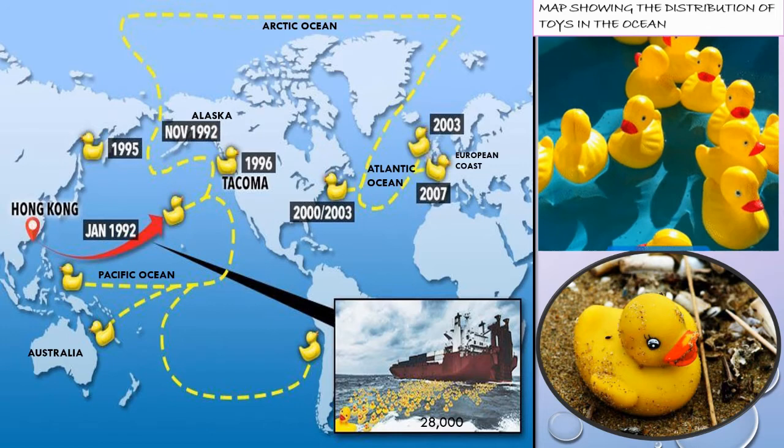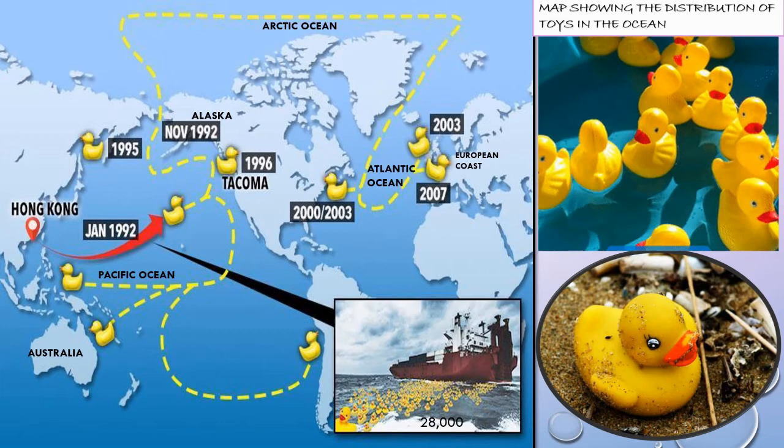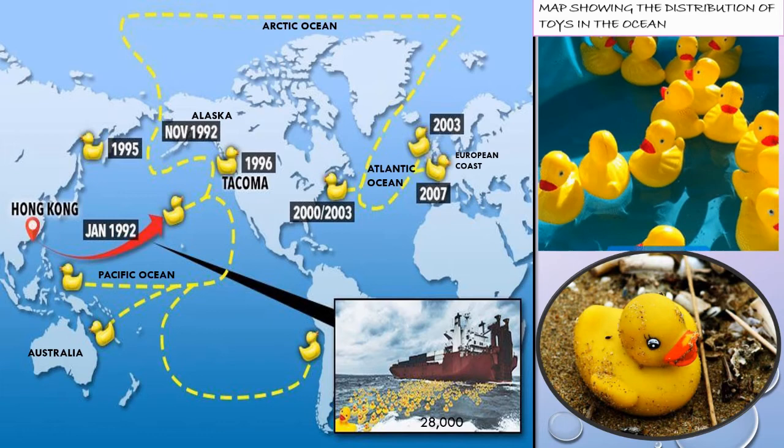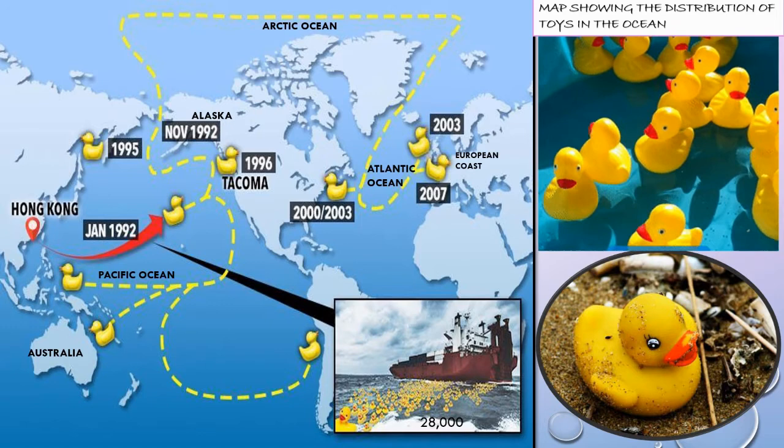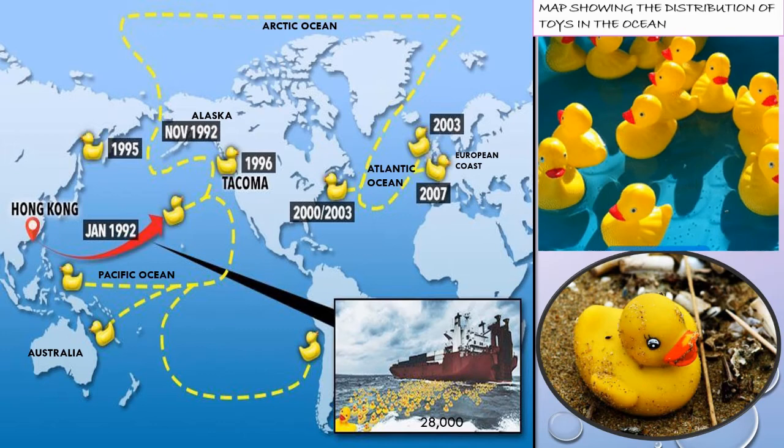Now, students, why did the toys travel in this way? So these toys traveled this way because they were swept by currents, and due to the differences in the temperatures, salinity and speed of the planetary wind, the toys were transferred from one place to another.